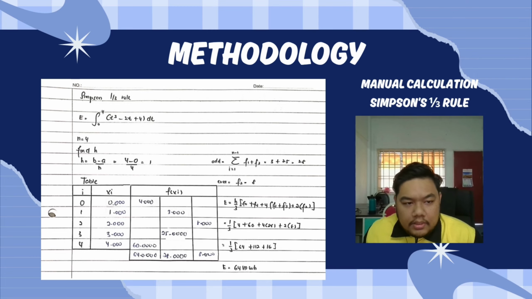And then we apply Simpson's 1/3 rule equation, which means h over 3 times the bracket of the total of the interval values. Substituting the values, we get the energy is 64 megawatt hours.